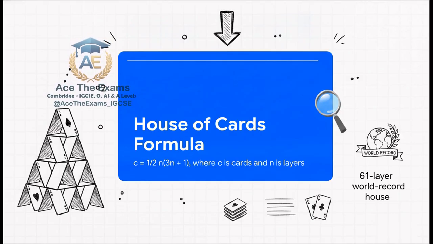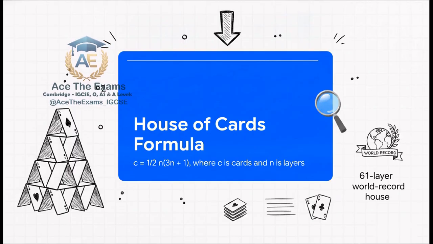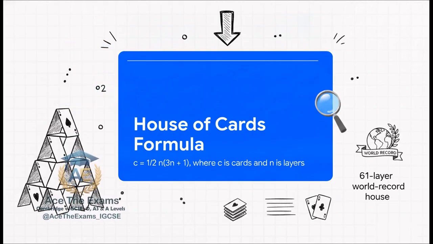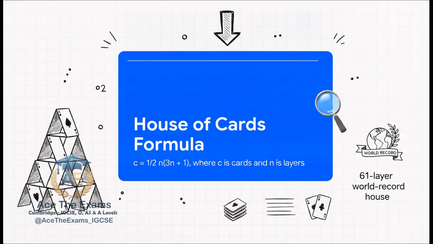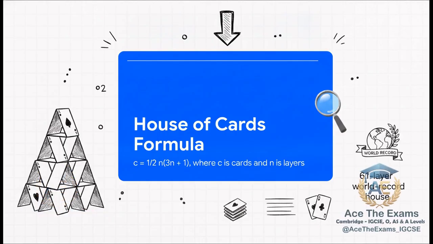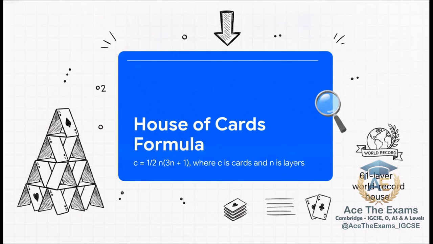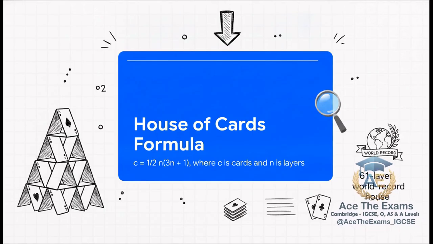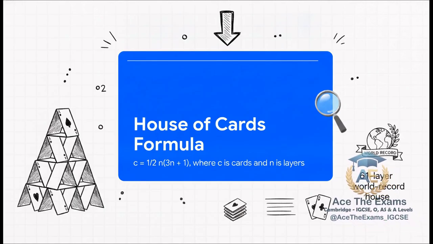In this little equation, C stands for the total number of cards, and n is our number of layers. By generalizing the pattern like this, we instantly unlock the ability to solve for a 10-layer house, or that massive 61-layer world record house, without physically stacking a single card. Honestly, algebra is basically the ultimate shortcut.